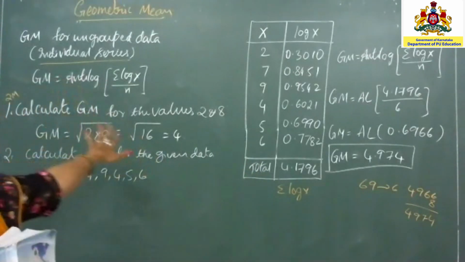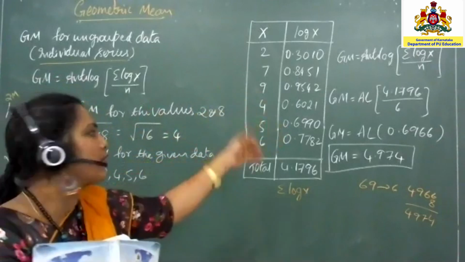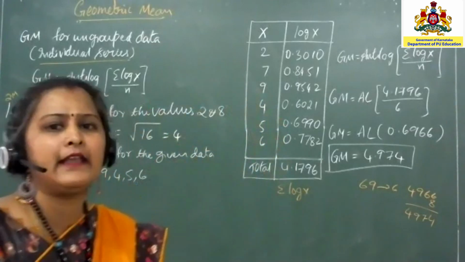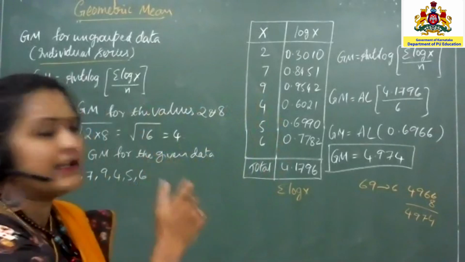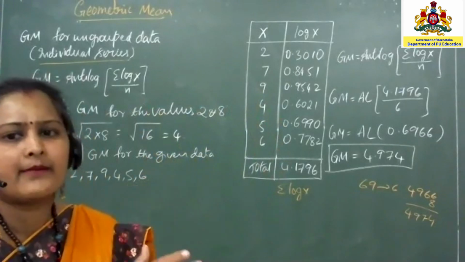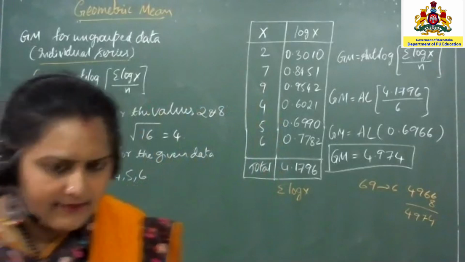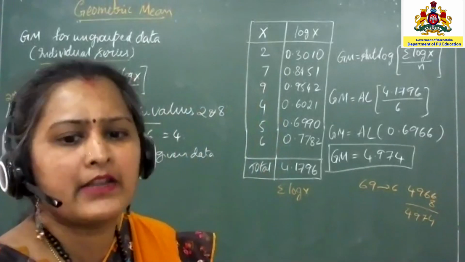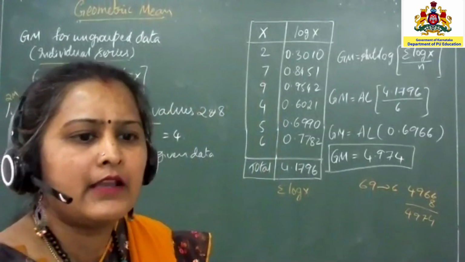Now, for the individual series, x, log x, how to find? Then you should add, then write the geometric mean formula. Then you need to find the anti-logarithm. Finally, the geometric mean is 4.974. This is the geometric mean of the individual series, which we have done.